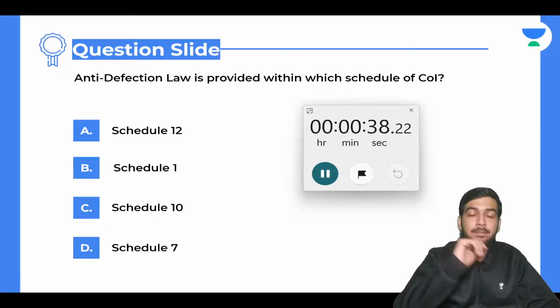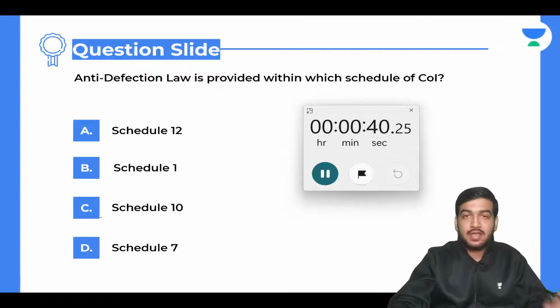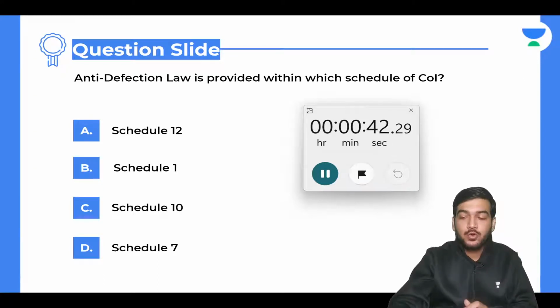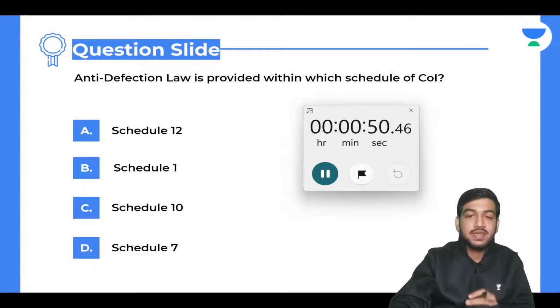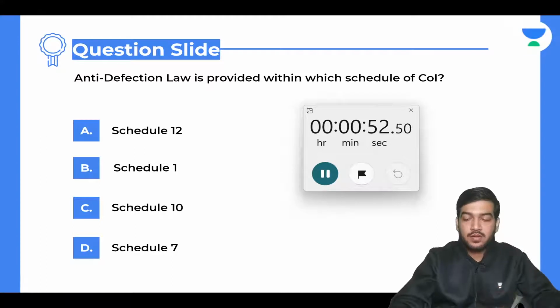Meaning the ban on defection, the law to prevent shifting of allegiance of MLAs and MPs in the House. It is governed by which schedule?